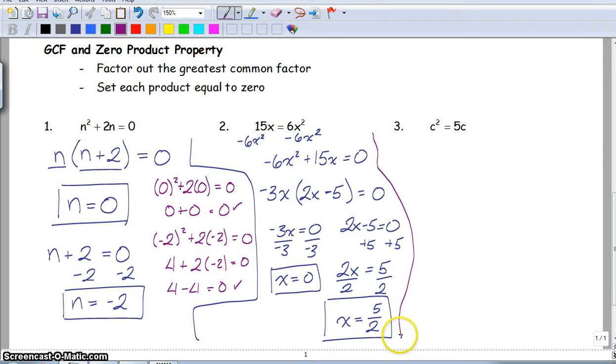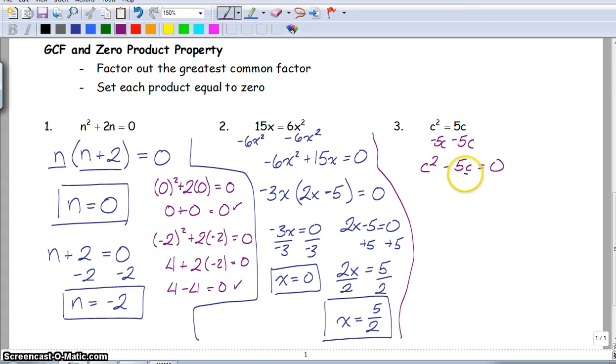Try one more. We have c squared equals 5c. Again, all of your numbers need to be on one side of the equal sign and set equal to 0 in order for you to use the zero product property. So we subtract 5c from both sides. c squared minus 5c equals 0.